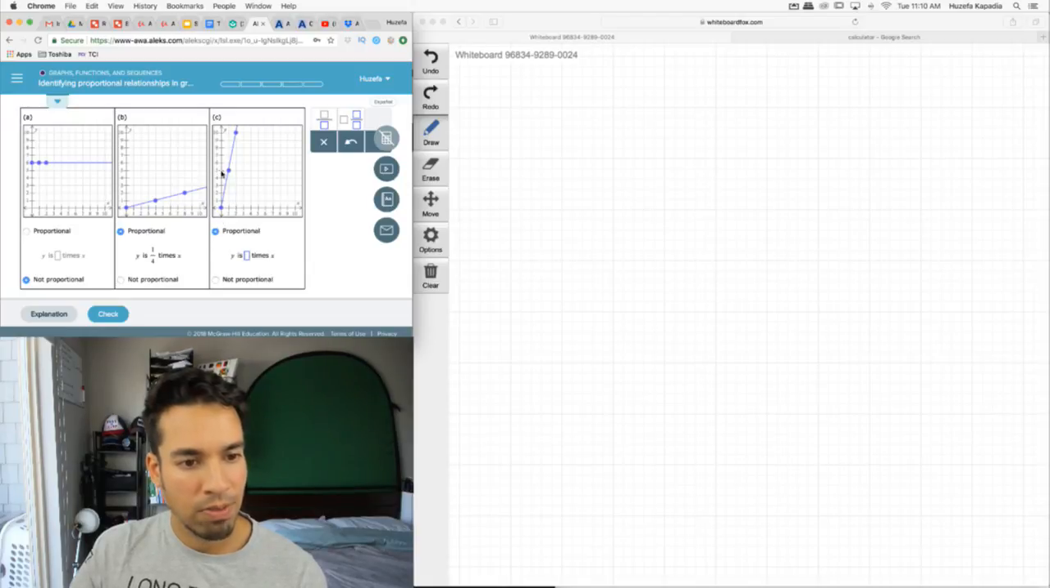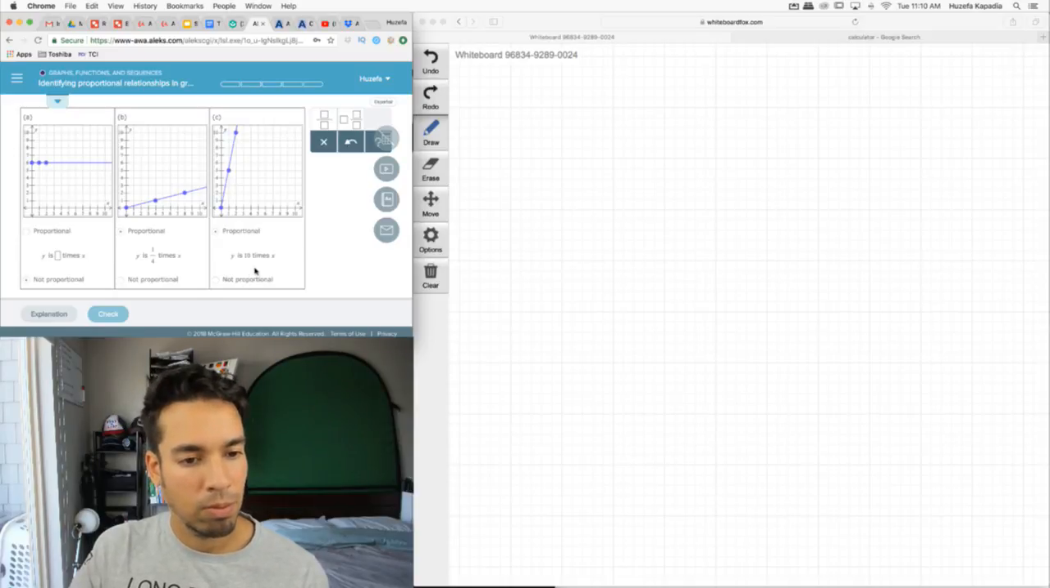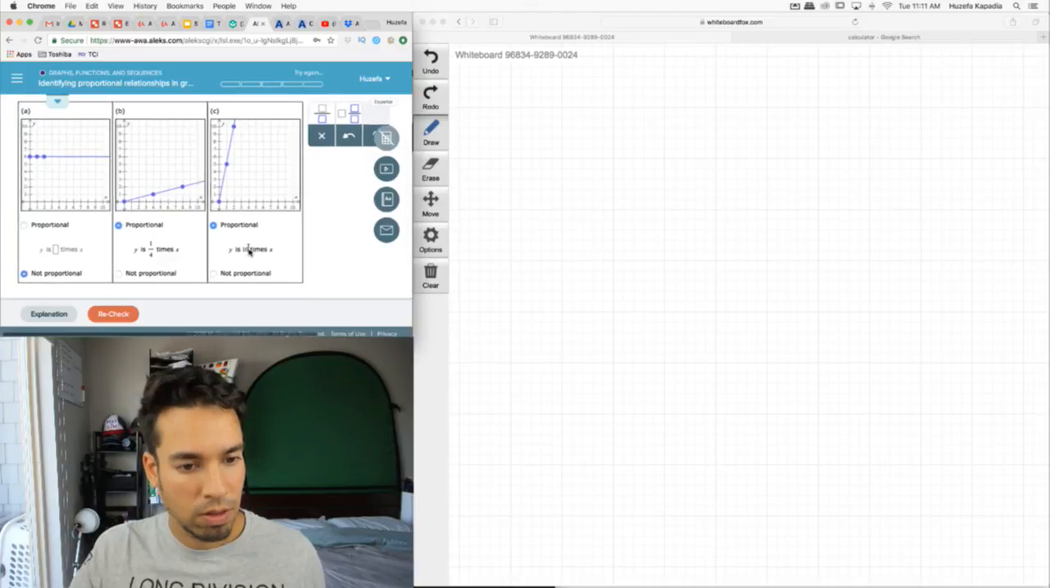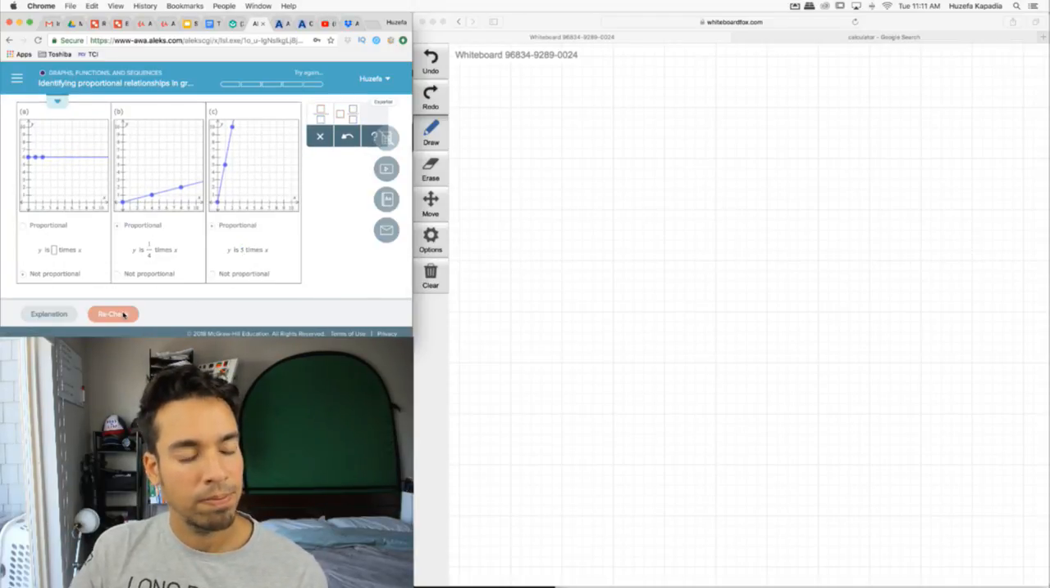This is also a proportional relationship. What's the slope? It's up 5 over 1. Also, we have x is 1, y is 5, x is 2, y is 10. Oh, shoot, that's supposed to be 5. I wrote that incorrectly. There we go.